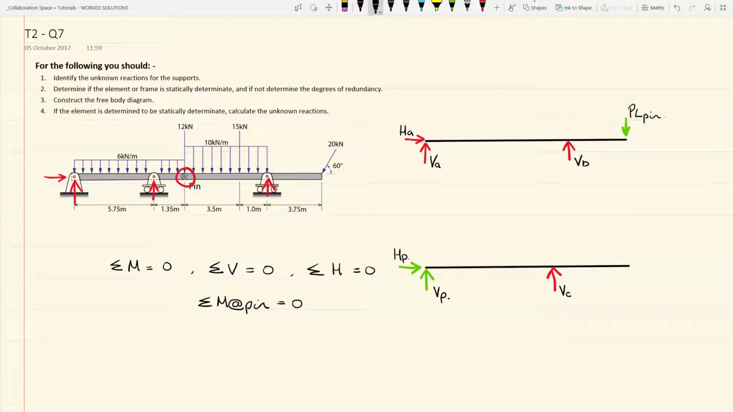Additionally, in order to maintain horizontal equilibrium, there has to be a horizontal action on the end of part A of the beam of equal magnitude to HP, but acting in the opposite direction. So we can say that this action here is also HP. That is the first part of your free body diagram. To this we then add the loads.